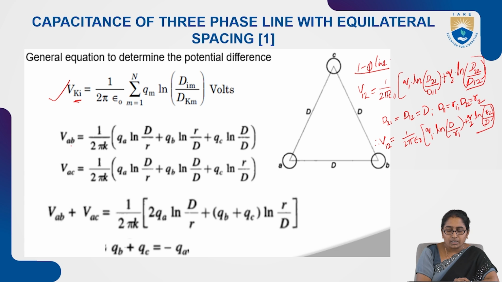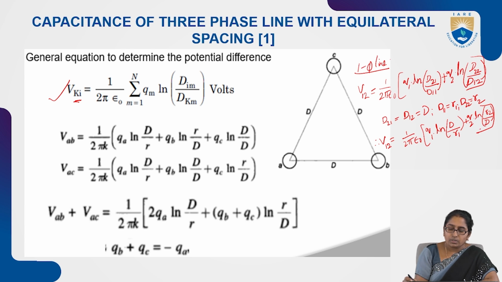In a similar manner, in the three phase line, VAB between conductors AB is given by 1 by 2 pi epsilon. With respect to conductor A, its own charge is QA, log of capital D by its own radius R. What is capital D? The distance between the conductors AB. Assume that the radius of all conductors is the same, R1, R2, R3 all equal to R. That is the first term.